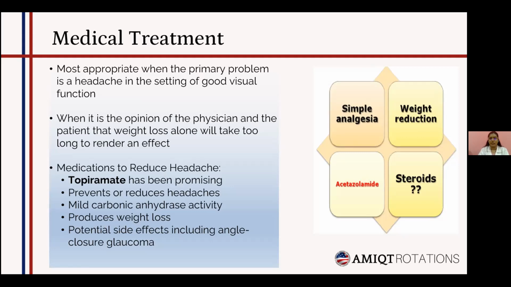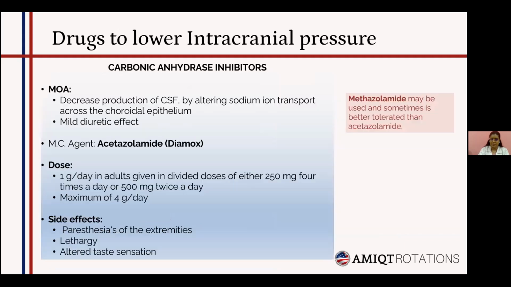But in the meanwhile, to prevent gradual deterioration of the vision, we can start them on certain medications. So among the medical management, topiramate is a drug that has shown promising results. It helps to prevent and reduce headaches, and it also has mild carbonic anhydrase activity, which reduces the CSF production and thereby reduces the ICP. And it also helps in weight loss. But one of the potential side effects of using topiramate is it can induce an angle closure glaucoma.